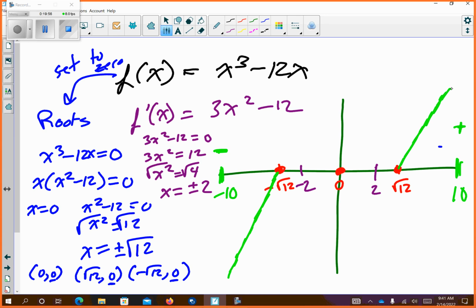Now, there's something that's going to happen between negative √12 and positive √12 because we have two critical values. The critical values are where the derivative is equal to 0. At negative 2 and at positive 2, there's a critical value. There is a turning point. It's a point where the slope at that exact point is equal to 0. So it could be a maximum, a minimum, or a point of inflection.